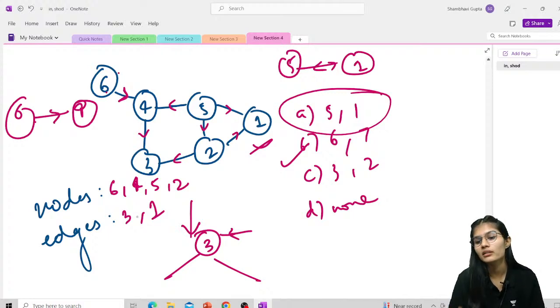I hope everyone is ready with the exact answer. Why 3 and 1 are the edges? Why not 6 is an edge? You all are clear with this answer, right? Why 6 is not an edge? Why 3 and 1 are the edges and not the 6?